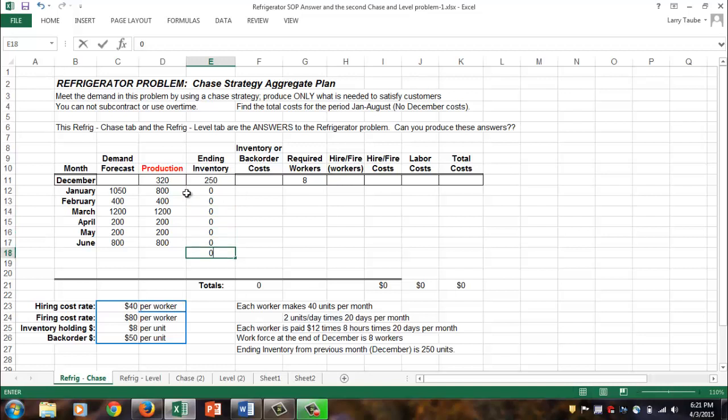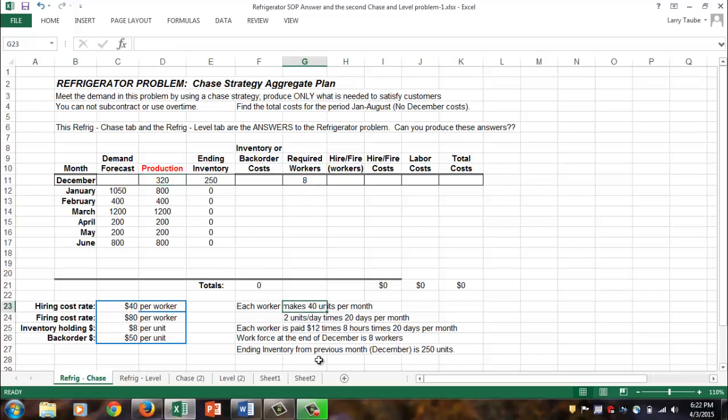Okay, ending inventory, once you get rid of that 250, bunch of zeros. Inventory backorder cost, none. I mean, if I had a positive number there, I'd be multiplying by 8. If I had a negative number, that meant I was backordered, I would take the number, multiply by 50, not the negative number. Workers required, let's do that one.